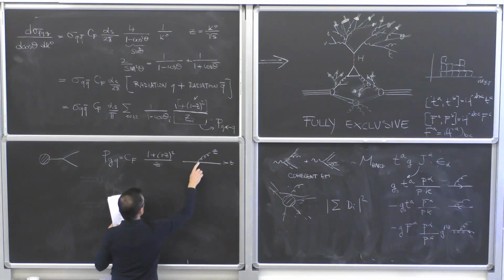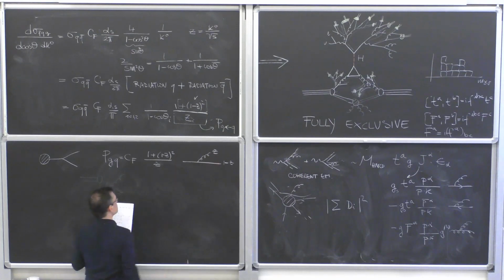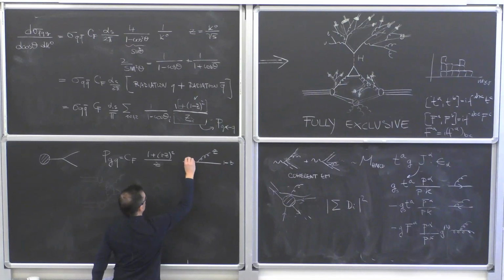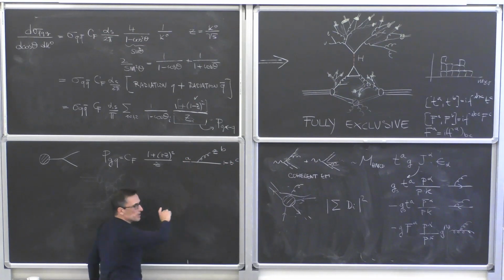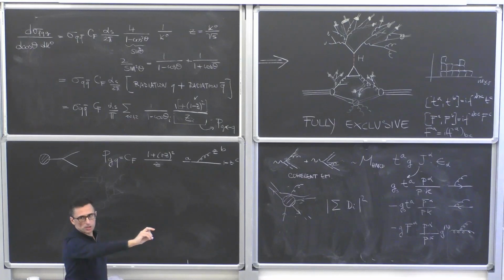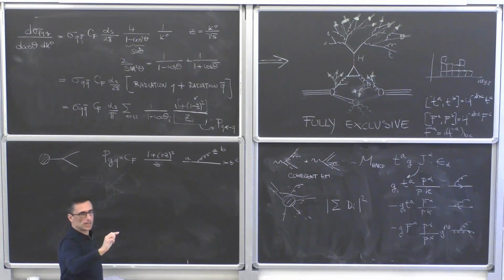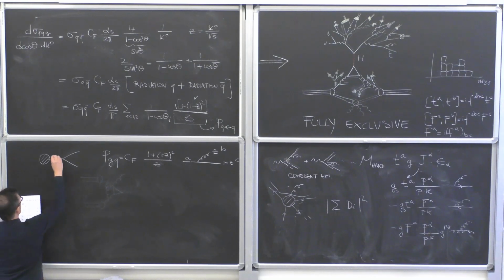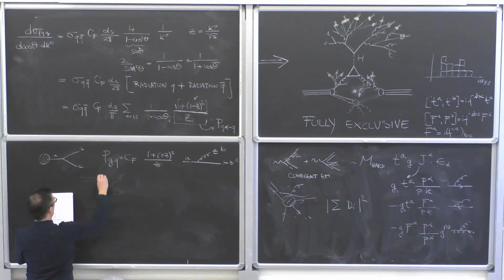So a radiation that carries a fraction of the momentum z. Okay, so you have a parton here, which is my mother, and the mother carries an energy E. So in the collinear limit, the virtuality of this object is small, and the fraction of energy taken by a parton, I call it Z.